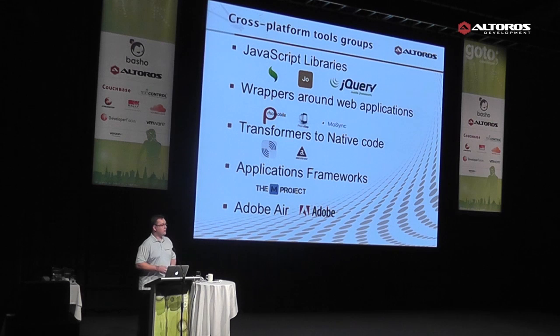The category that I've added recently is transformers to native code. This is Antenna, Titanium and Appcelerator Titanium. The one common thing is that they produce native code for a native SDK. The one single tool that I have reviewed is an application framework, which basically starts cross-platform development from scratch, so we'll talk about it. And I have added Adobe AIR because we have another developer who was responsible for creating cross-platform applications on Adobe Flex.